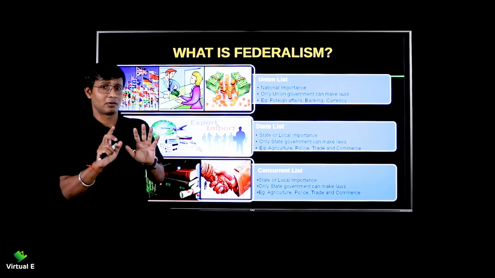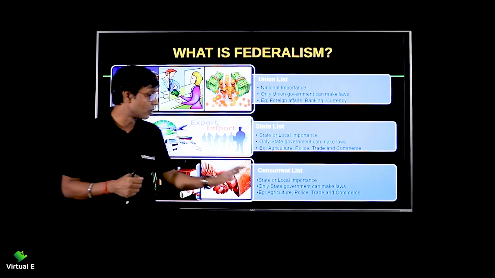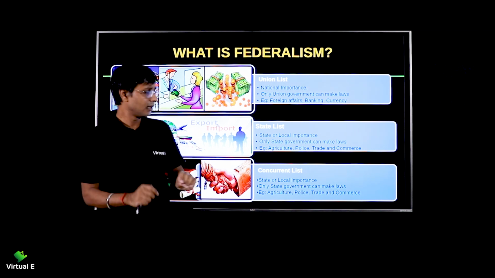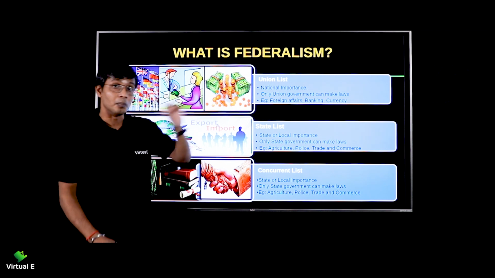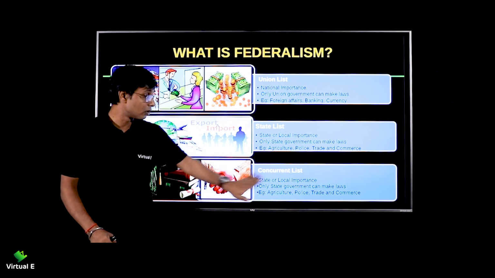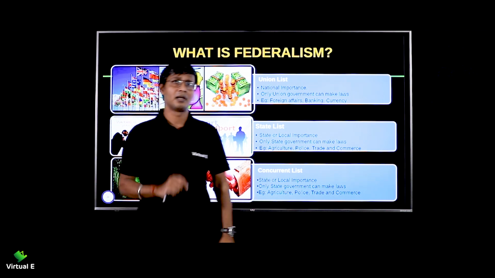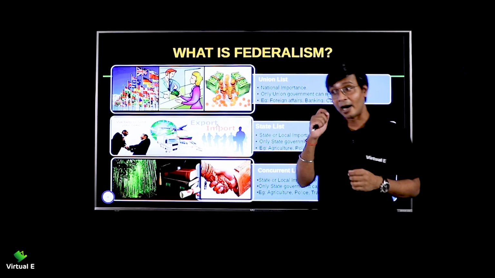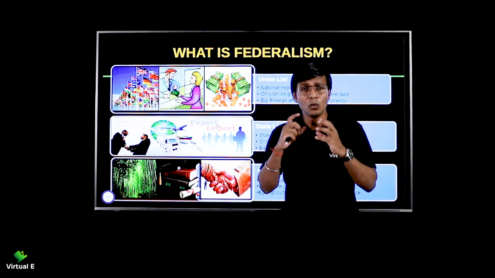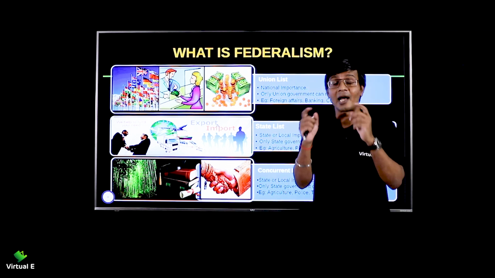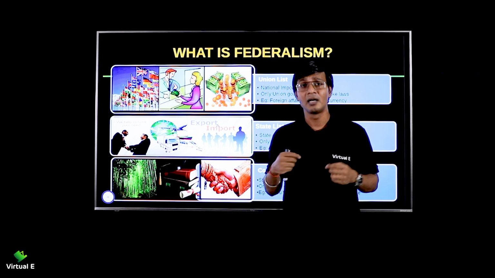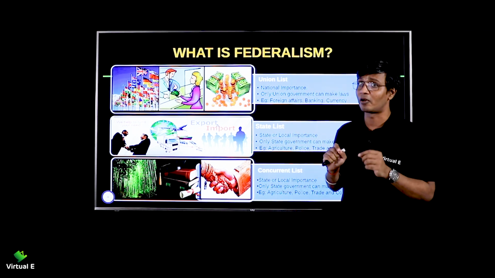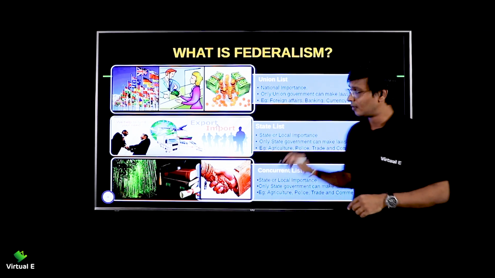Now the last list, the concurrent list. Interestingly, state and union both can make decisions on the concurrent list. But remember, if there is some doubt, some discussion and some conflict, whose decision will prevail? It has to be the center, because in India, the central government is more powerful than the state government.